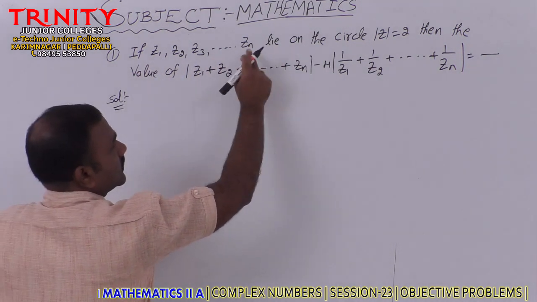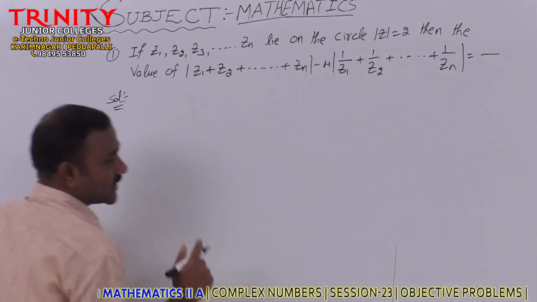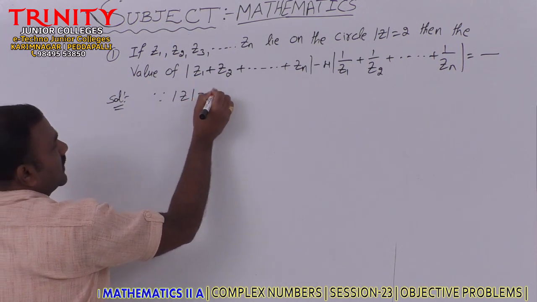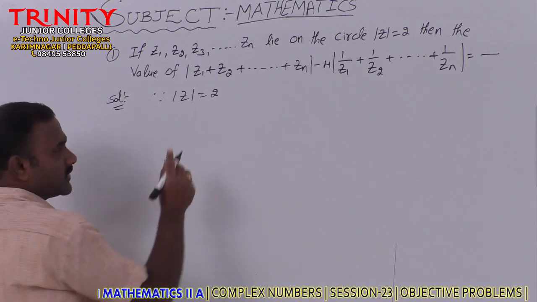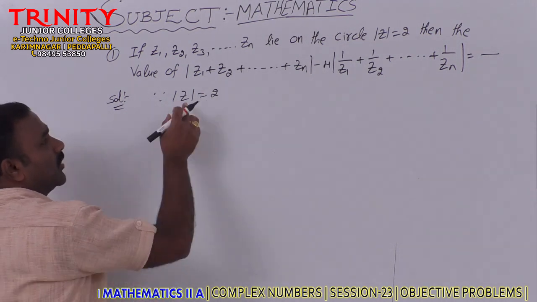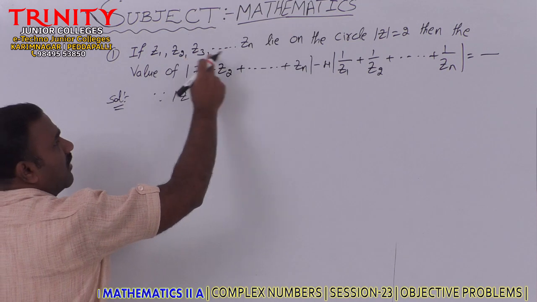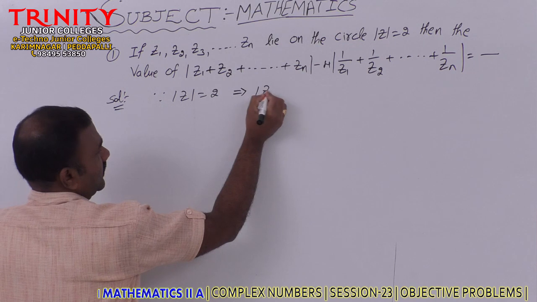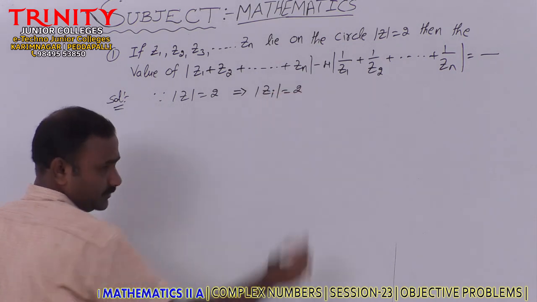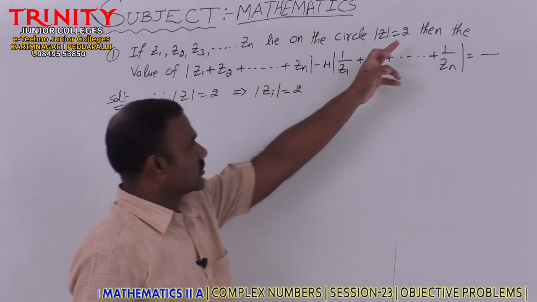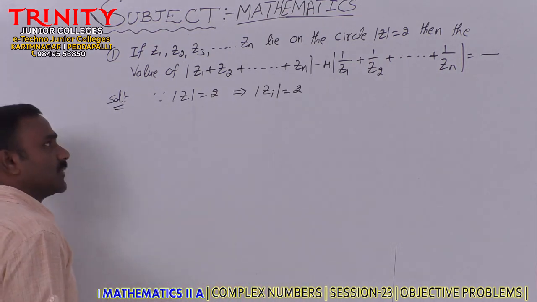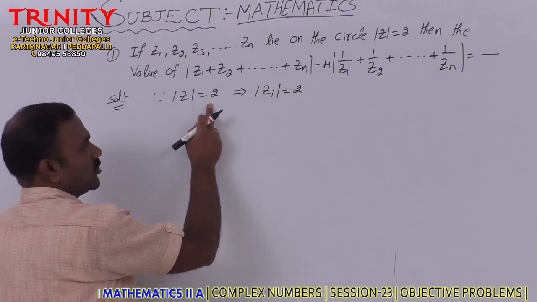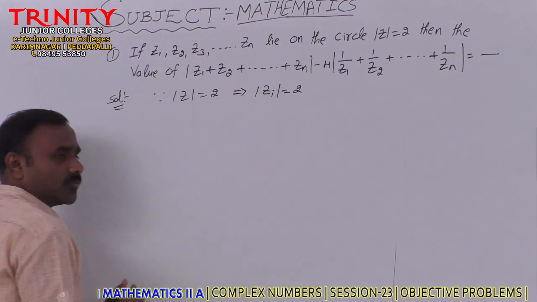Z1, Z2, Z3 so on lie on the circle mod Z is equal to 2. Since mod Z is equal to 2, the modulus of the complex number Z, and these all lie on this circle, can I write mod Zi is equal to 2? Mod Z1 is 2, mod Z2 is 2, and these all lie on this circle. Therefore, mod Z equal to 2, we can write mod Zi is equal to 2.